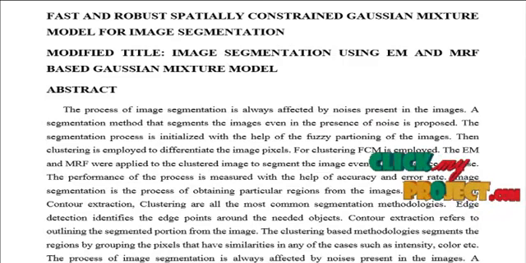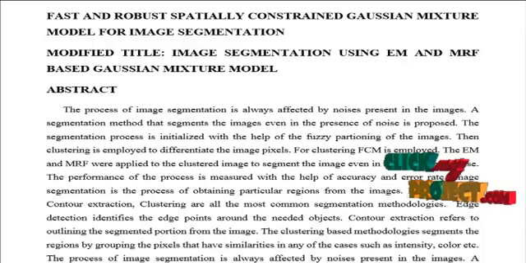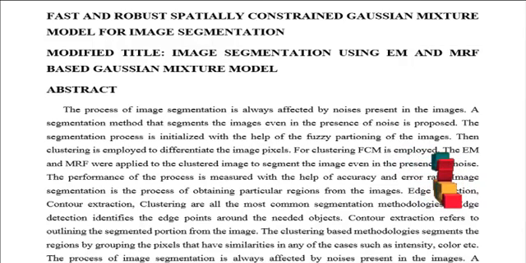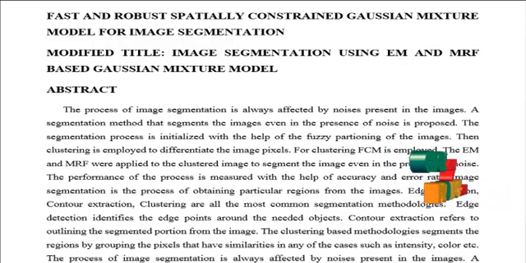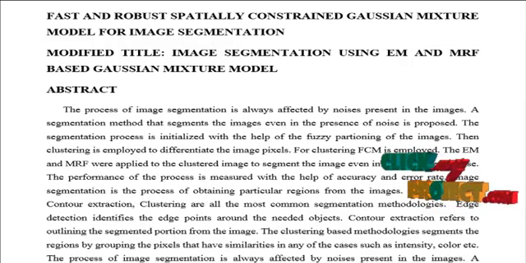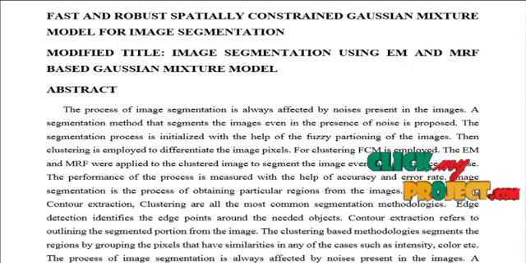Let me see the abstract of the process. The process of image segmentation is always affected by the presence of noises in the images. A segmentation method that segments the images even in the presence of noise is proposed. The segmentation process is initialized with the help of fuzzy partitioning of the images. Then clustering is employed to differentiate the image pixels. For clustering, FCM is employed. The EM and MRF models were applied to the cluster images to segment the images even in the presence of the noises. The performance of the process is measured with the help of accuracy and the error rate.